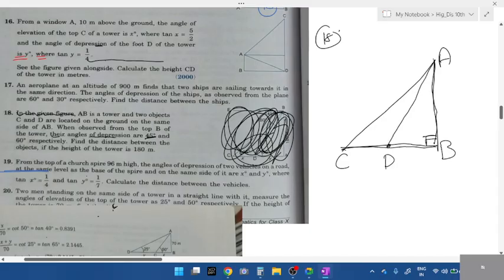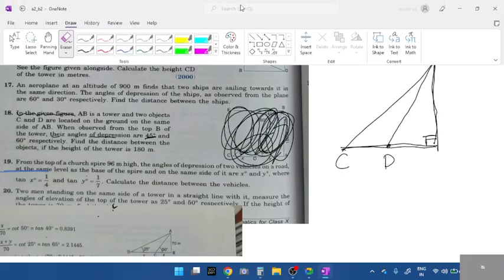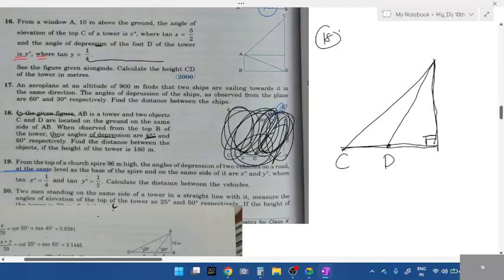Next, when observed from the top B of the tower, so B is on top. Don't look at this diagram. According to the statement, when observed from the top B of the tower, which means B on top, A at the bottom, their angles of depression are 45 degree and 60 degree. So they didn't give angle of elevation, students. You need to draw angle of depression first. One is 45 degree and the other one is 60 degree.